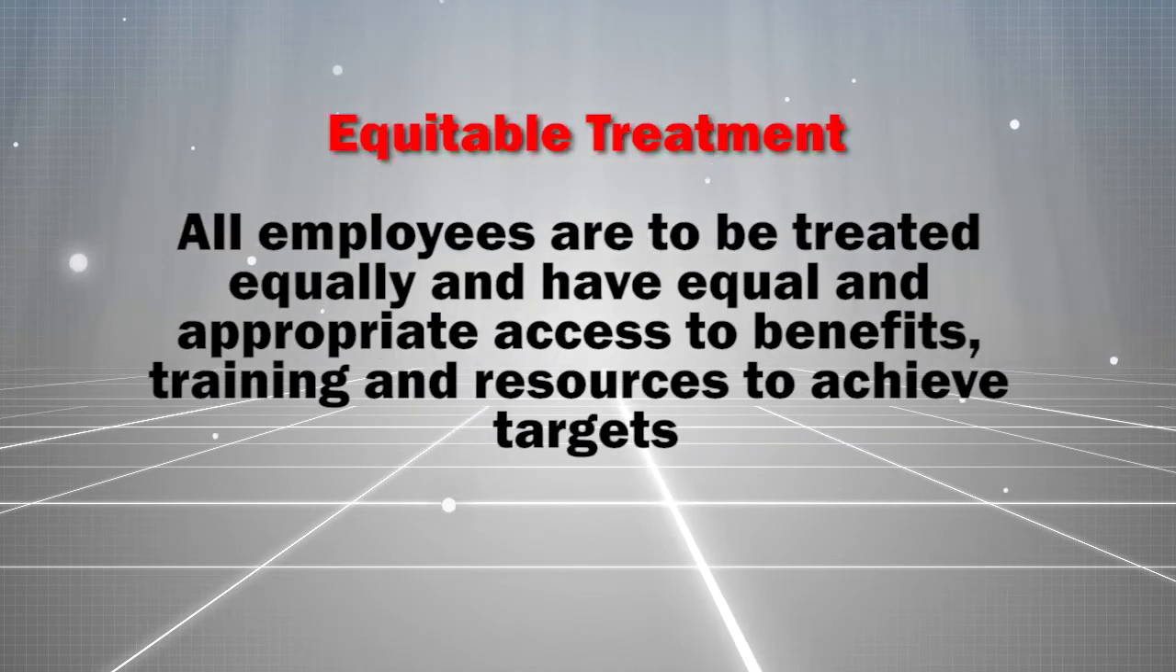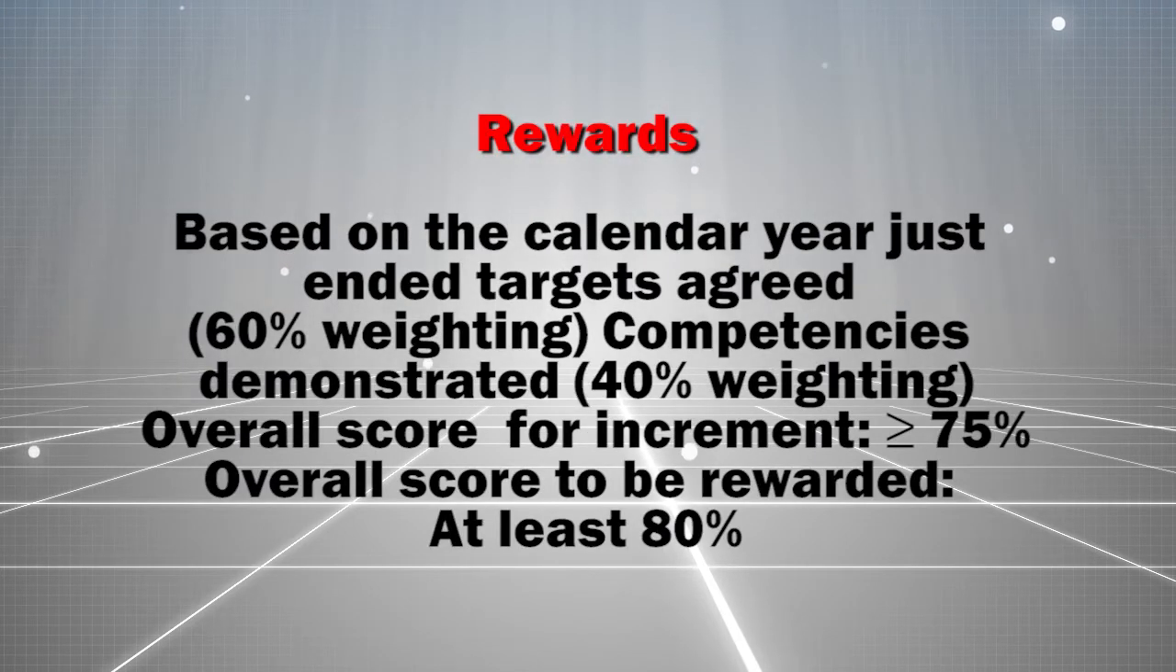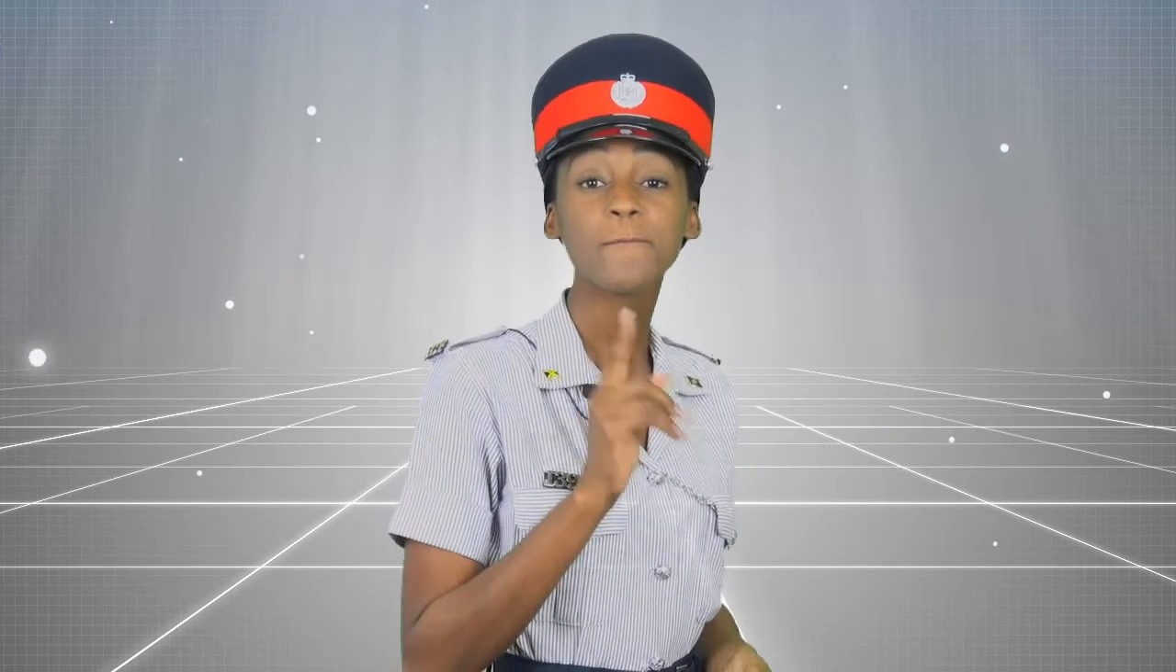Equitable treatment. All employees are to be treated equally and have equal and appropriate access to benefits, training, and resources to achieve targets. Rewards. Based on the calendar year just ended, targets agreed should have a 60% weighting, competences demonstrated has a 40% weighting. Overall scores for increments must be greater than or equal to 75%, and the overall score to be rewarded must be at least 80%.